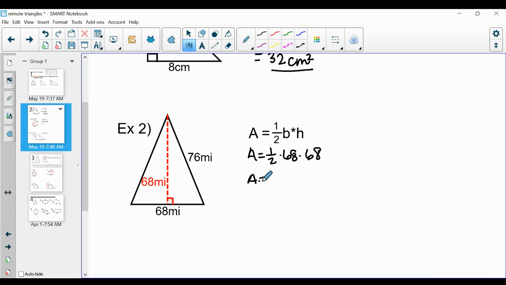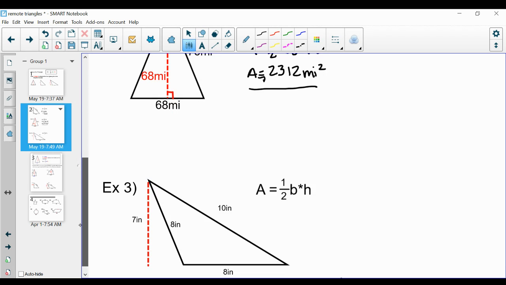Now, I used my calculator. So I plugged this all the way in, and I ended up with 2,312. We're in miles, and you will square the label. So that's my answer for number 2.